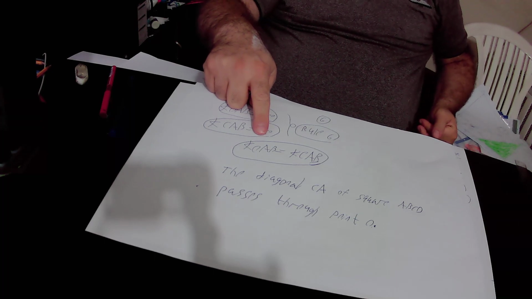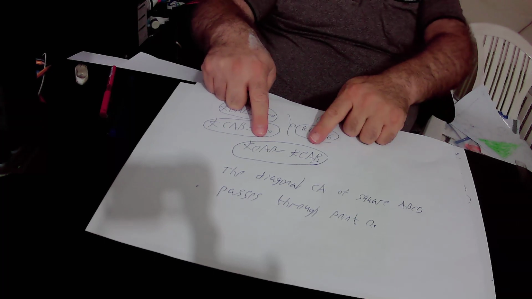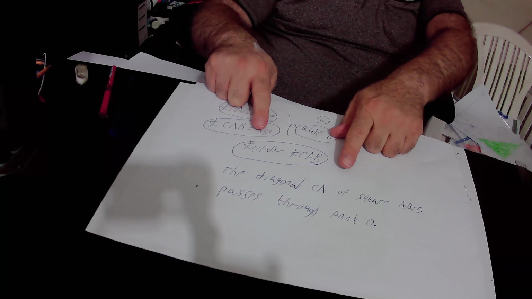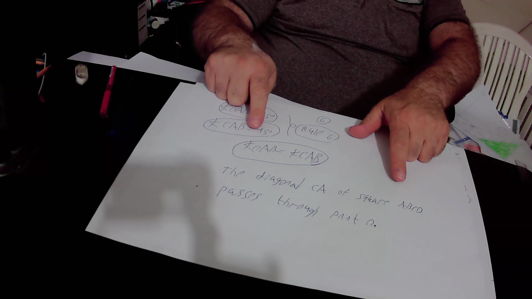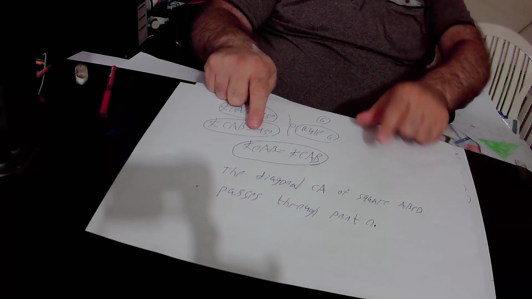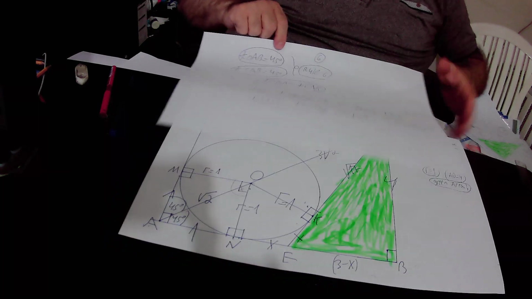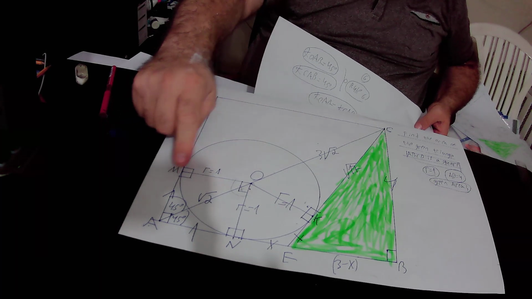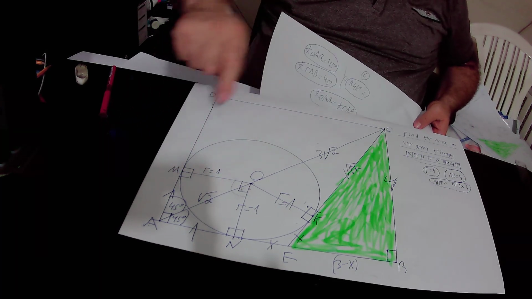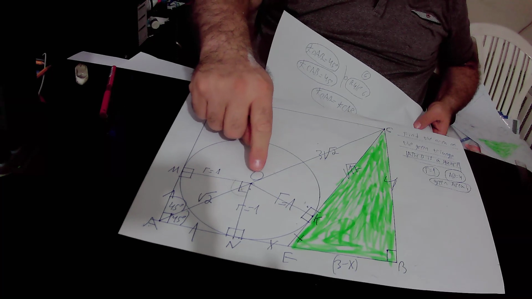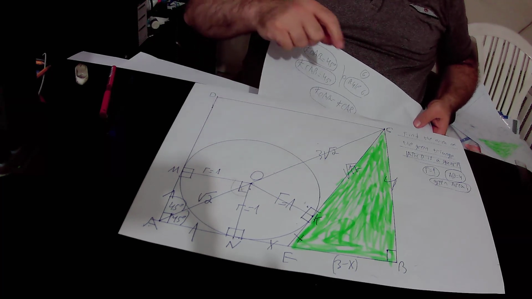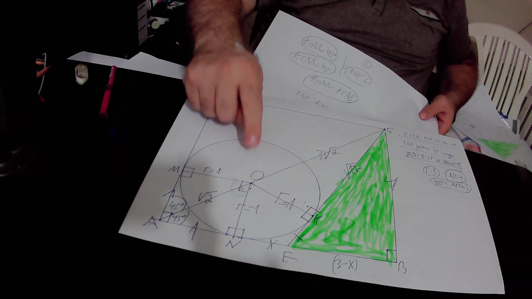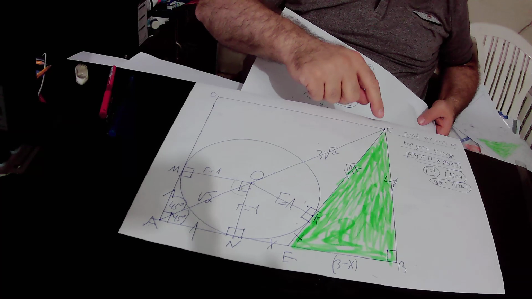We derive from the fact that angle OAB equals angle CAB that the diagonal CA of square ABCD passes through point O. Why does diagonal CA pass through point O? Because of the fact that angle OAB equals angle CAB.